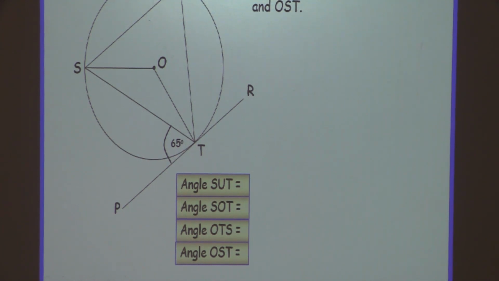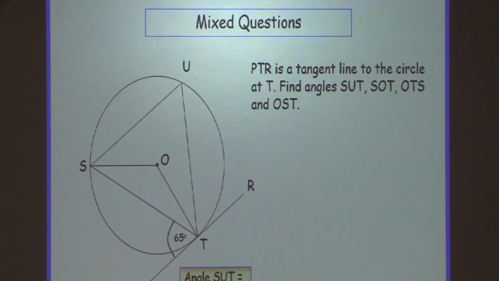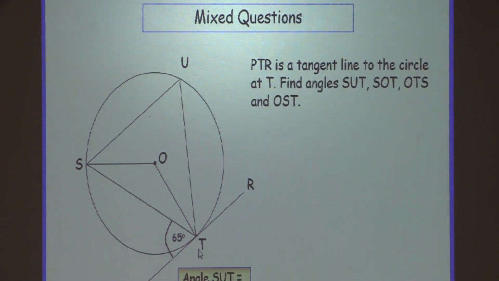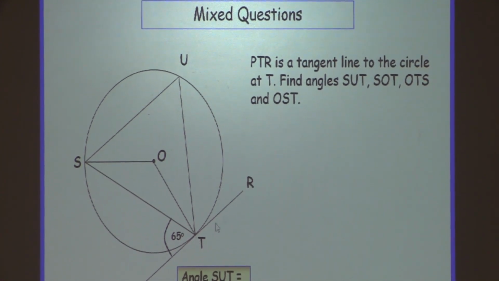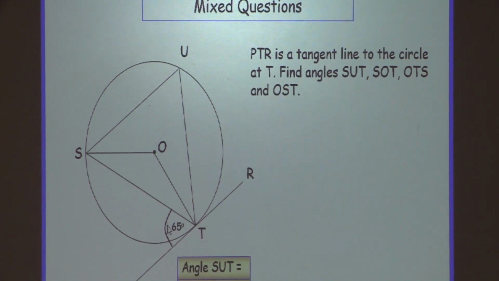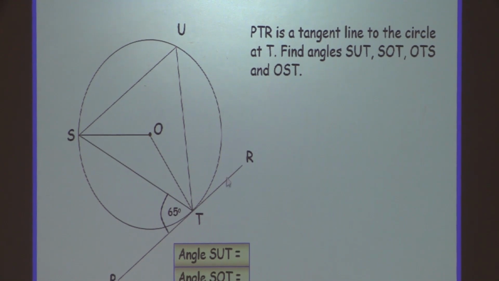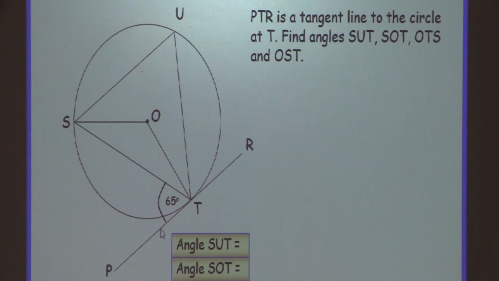Mixed questions. PTR is a tangent line to the circle T. Once they say PTR is a tangent, I think of 3 theorems that deal with a tangent. Do I have 2 tangents from the same point here? No, I don't have. Do I have tan radius? This is a radius. This is a tangent. Oh, I do have it. So this whole angle here will be 90.